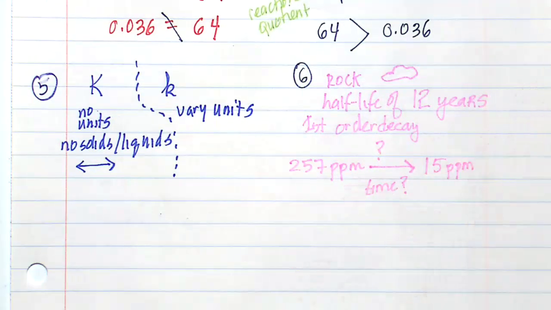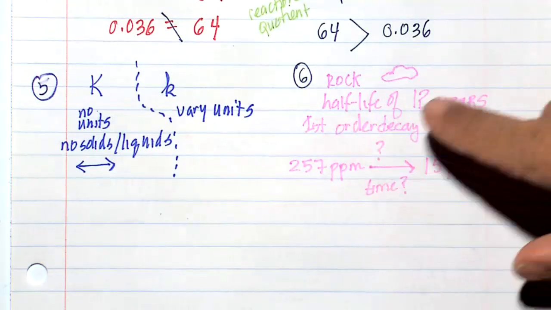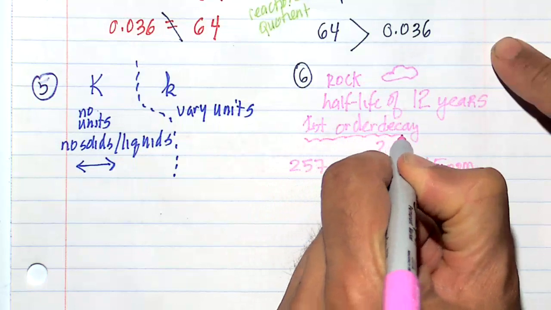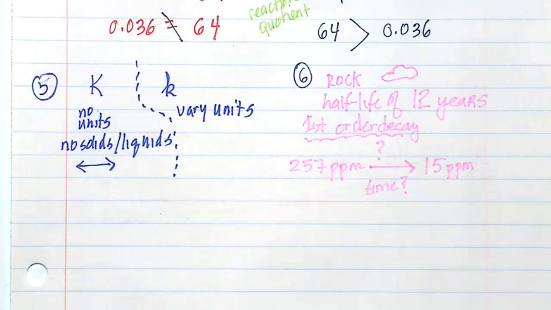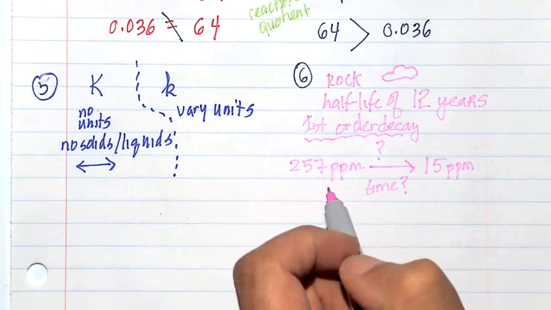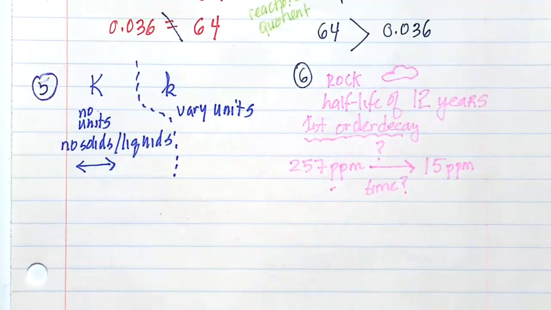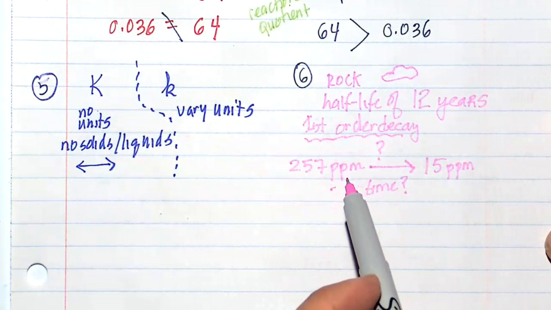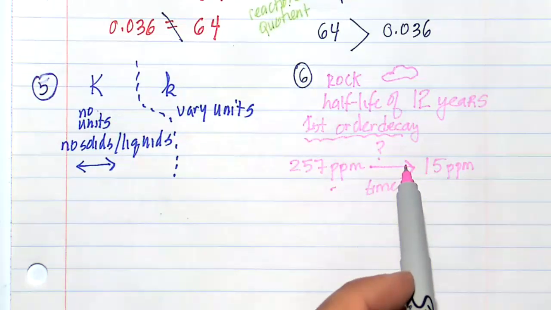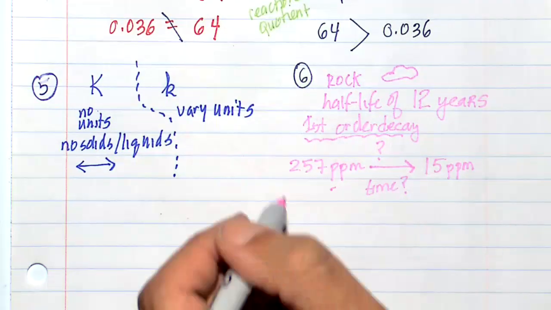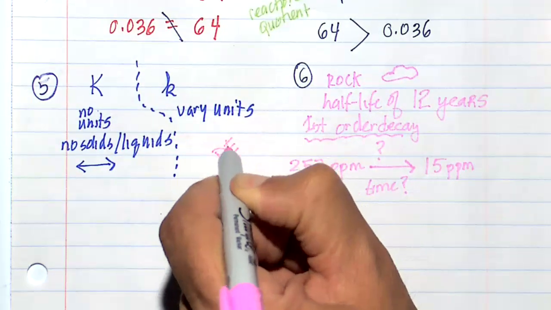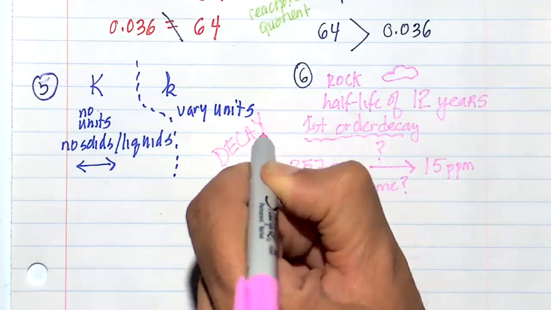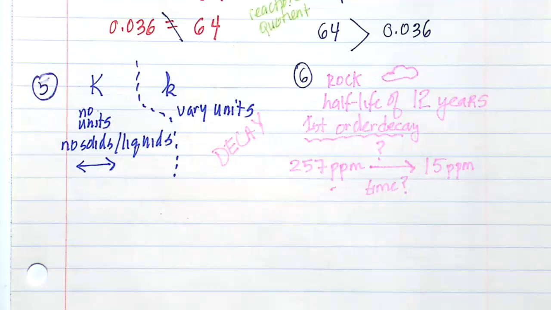All right, I've got a rock, a piece of material whose half-life is first order decay. It's important that you know that it's first order, otherwise you can't solve this problem. If it's zero or second order, it's a different set of equations. And I want to know the time it takes for the 257 parts per million of the rock to disintegrate, to decay. Remember the big word here is decay. To decay to this concentration of 15 parts per million.